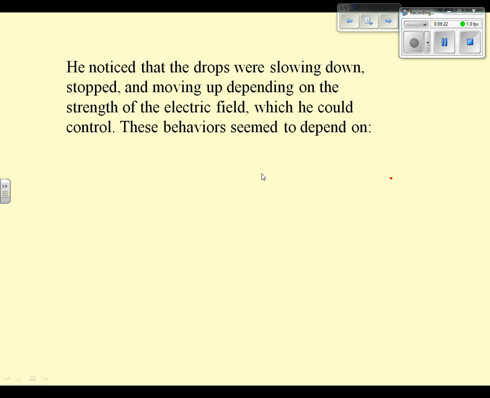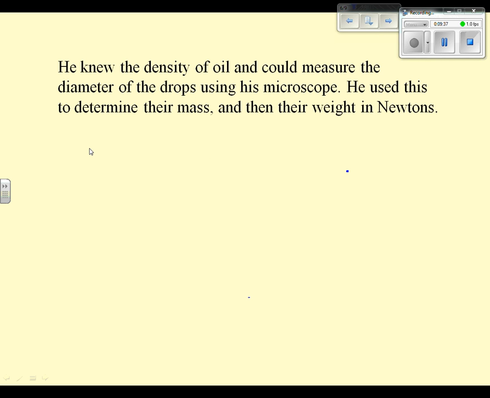So he noticed that the drops were slowing down, stopped, or moving upward depending on the strength of the electric field, which he could control. And these behaviors seem to depend on the mass of the oil droplet, because the bigger the mass, the bigger the force of gravity, the charge on the oil, and the electric field strength.